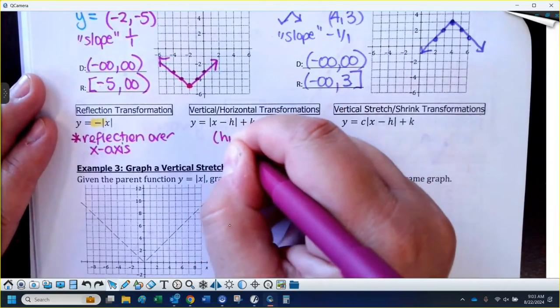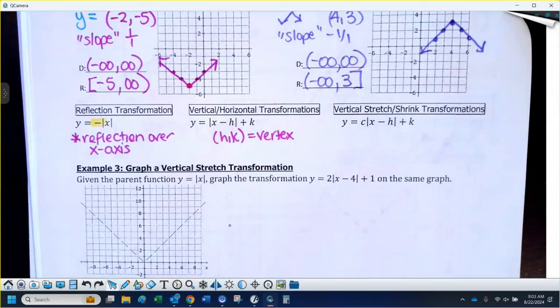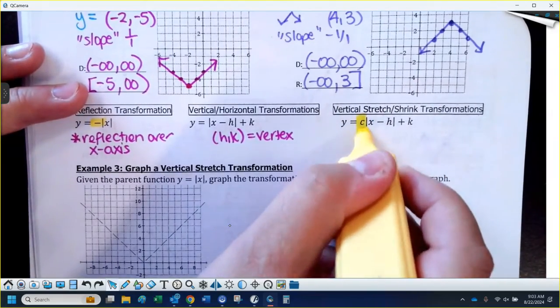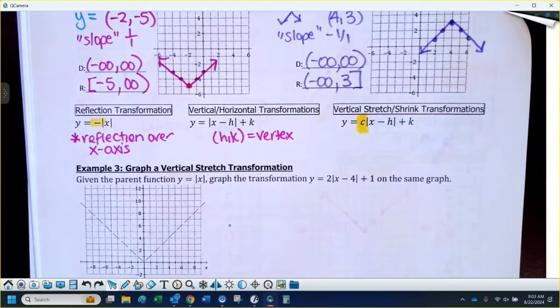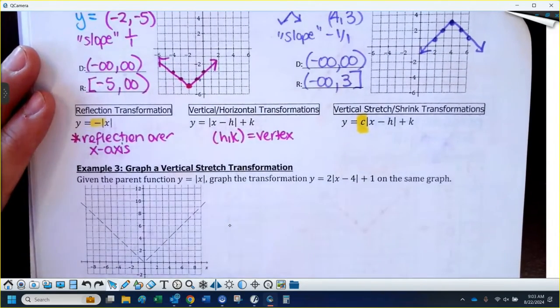Also, this is your (h, k), your vertex. So we've already done that too, just to put it all in one place. And then what we're going to end with today is some graphs that have a little bit different, what I would call a slope, like in quotation marks. That is going to be affected if you have a number out in front of the absolute value that's not just a negative symbol or not just a plain absolute value. So we'll call this C. And this is what we call a stretch or a shrink.